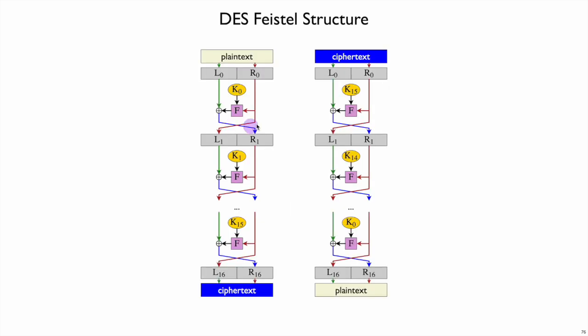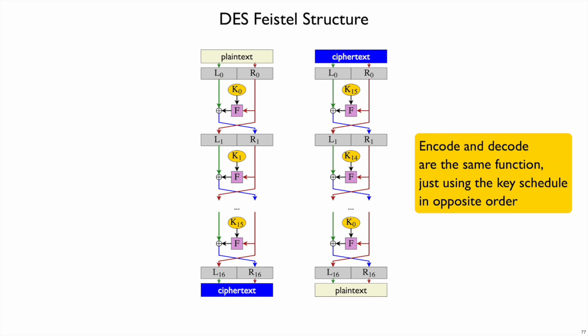So overall, it looks like this. Encoding goes from the plain text using K0 through K15 to the ciphertext. The ciphertext goes from K15 back to K0, but otherwise they turn out to be exactly the same function, so we only have to have a single implementation of it that's parameterized over the direction of the key schedule.